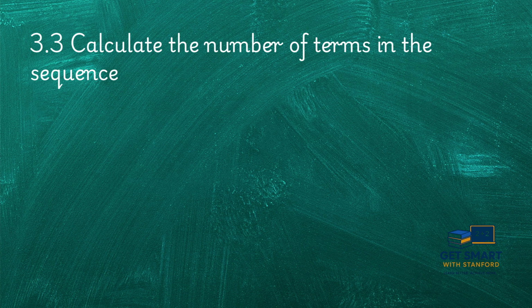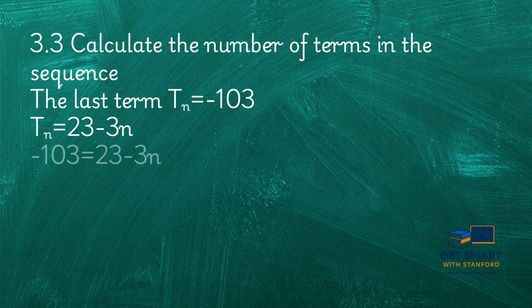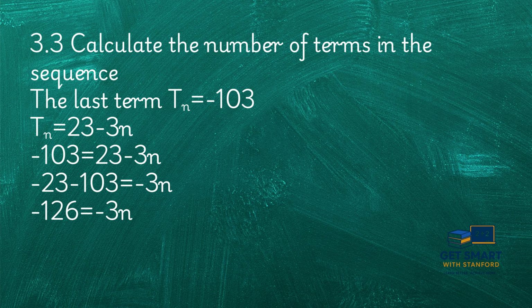In 3.3, they want to know how many terms are in this sequence. That is the value of n. We know the last term, which is minus 103. We will substitute into the formula that we found in question 3.2. The value of n here equals 42.